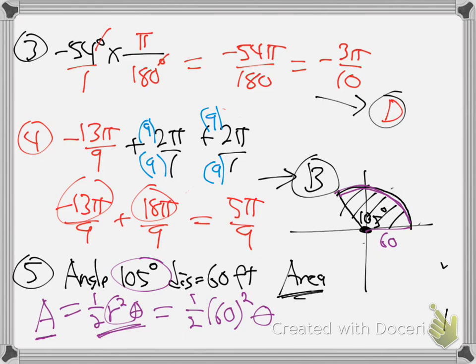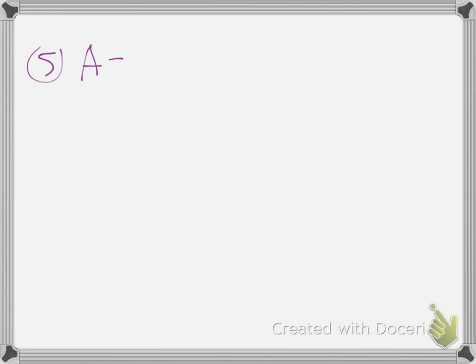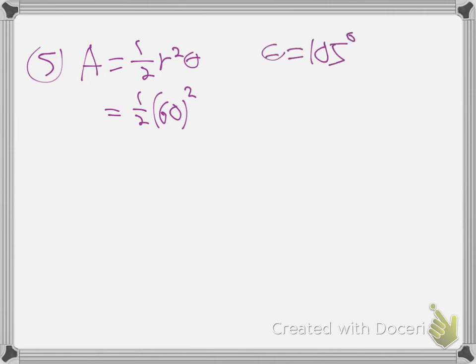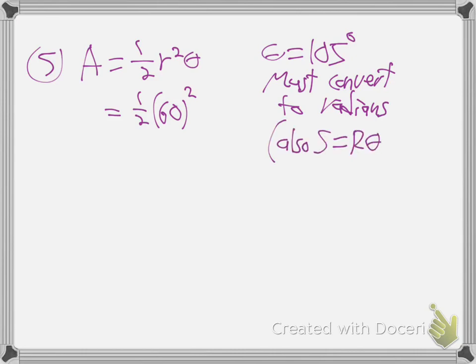Remember that? So let me go to a new page if that's okay. So number 5, A equals a half r squared theta equals a half 60 squared theta. And the theta is 105 degrees, but it must convert to radians. Remember, for this formula, also the S equals r theta formula requires radians. I didn't mention it. We did that problem a minute ago, but it already was in radians.